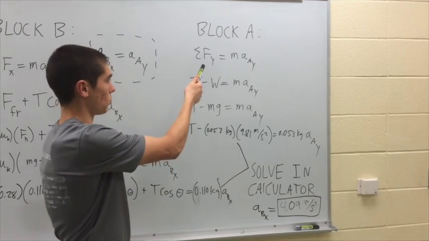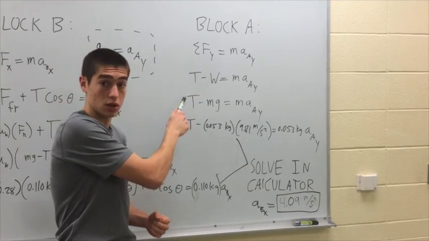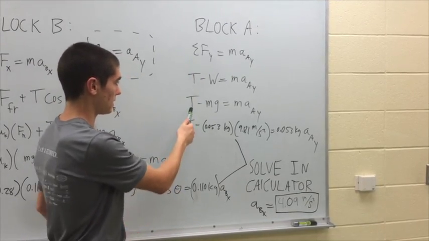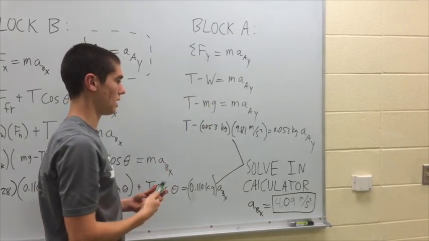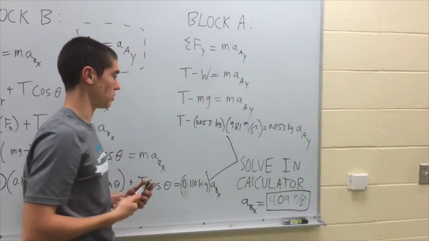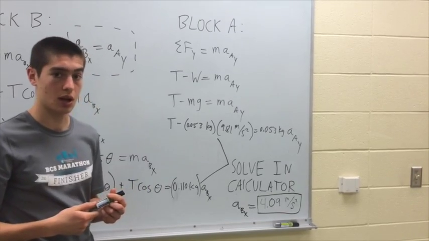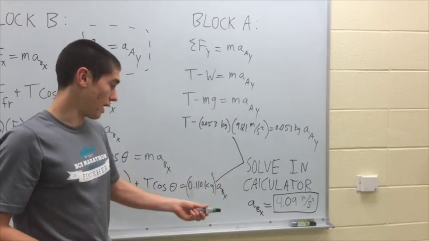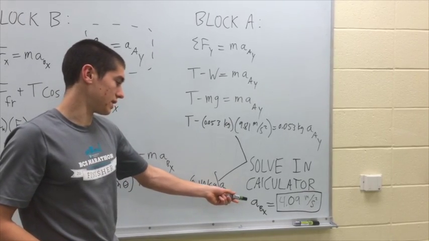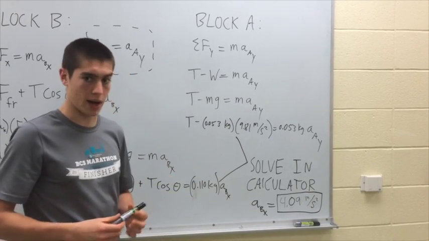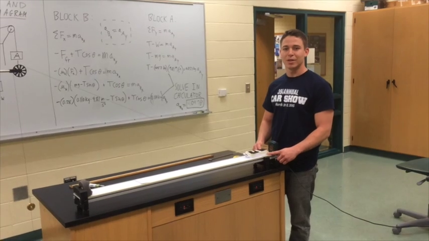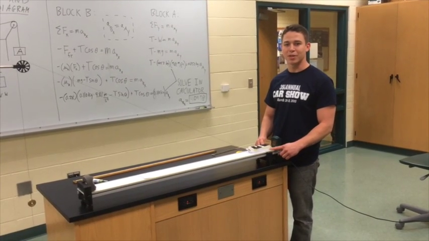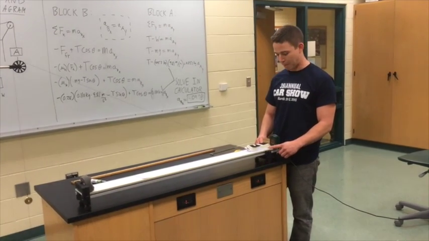We only have forces in the y direction for this block, the tension and the weight. Weight is mass times gravity. We enter these values, again another equation with tension and acceleration. We solve these two simultaneous equations in the calculator to arrive at our calculated value of the acceleration of our block of 4.09 meters per second squared. Now we will release block B from rest and record its acceleration.